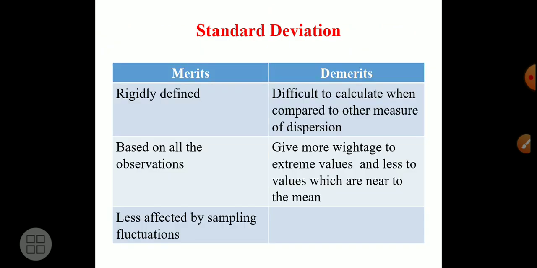Now again, standard deviation merits and demerits are given here to understand very easily. A very simple slide I have prepared for you. Merits: rigidly defined, based on all observations, less affected by sampling fluctuations. Demerits: difficult to calculate when compared to other measures of dispersion, gives more weightage to the extreme values and less to the values which are near to them.